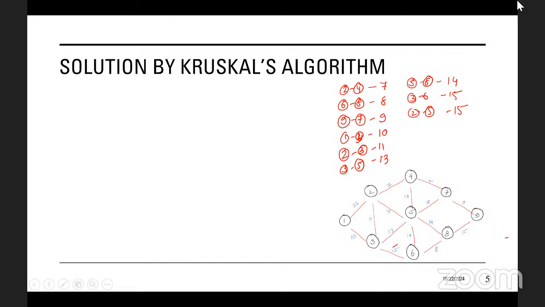So we have covered nodes 2 and 4. We have covered 7 and 9. We have covered 6 and 8. We have covered 5 and 8. We have covered 10, 11, 13, and 2 and 5, 15. Next being nodes 5 and 6, which is 17. Then 5 and 7, which is 18. Okay, I missed out one edge. One more is 8 and 9, which is also 15.